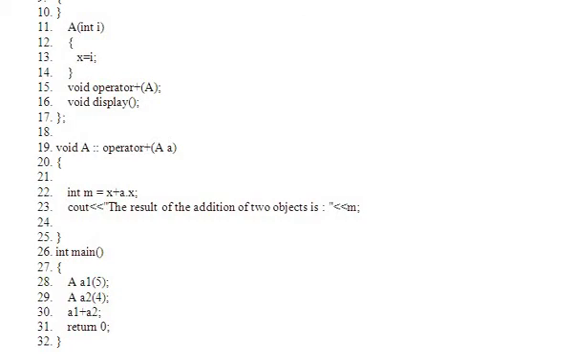We need to pass only one object as an argument. No need of passing two objects as an argument. Only one object as an argument is required. Look at line number 19. Only small a, one object is passed. x plus a.x is nothing but a1.x plus a2.x.